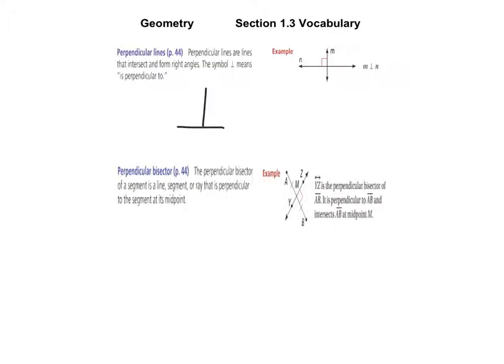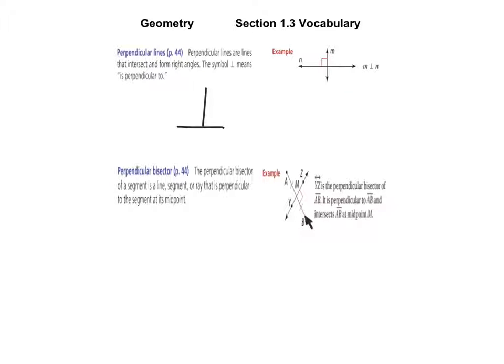Okay, so now we're going to take those two words and put them together, perpendicular and bisector. So if two lines are perpendicular, they intersect to form a right angle, and if it's a perpendicular bisector, they intersect to cut one of those lines in two equal parts. So the perpendicular bisector of a segment is a line, segment or ray, that is perpendicular to the segment at its midpoint. So let's start with line AB.